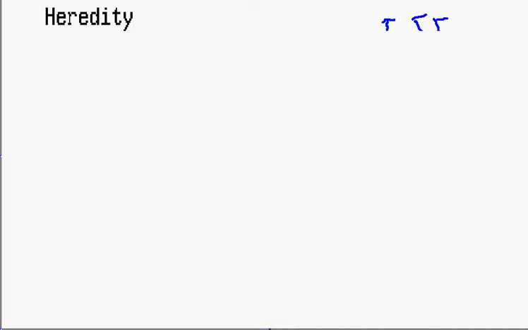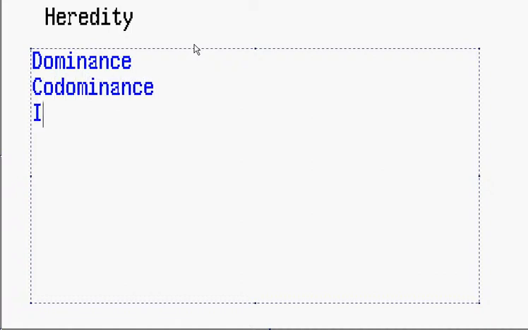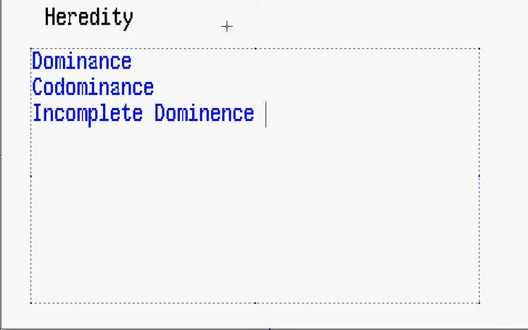Next, we're going to talk about a couple of new terms which involve those capital and lowercase t's. For example, we're going to talk about dominance, codominance, and incomplete dominance.